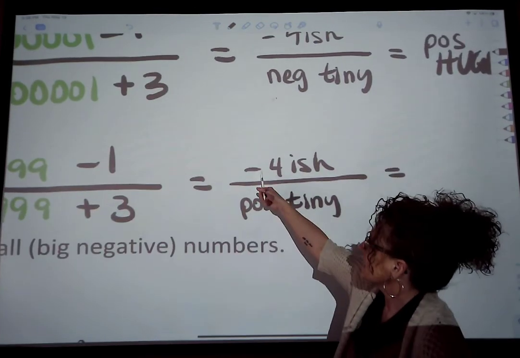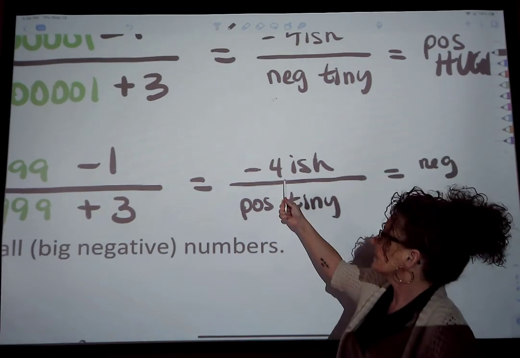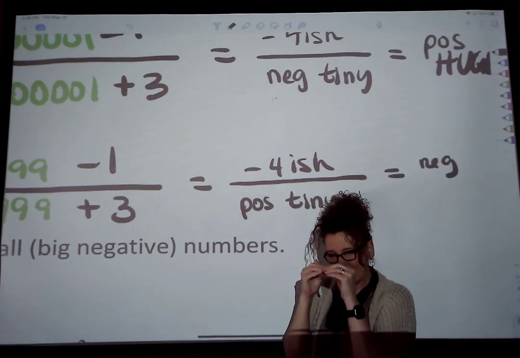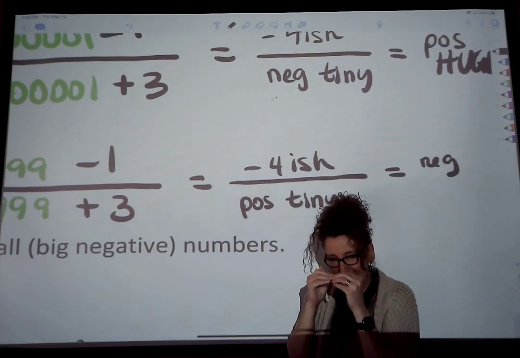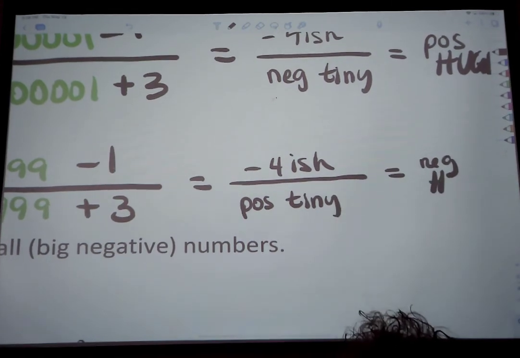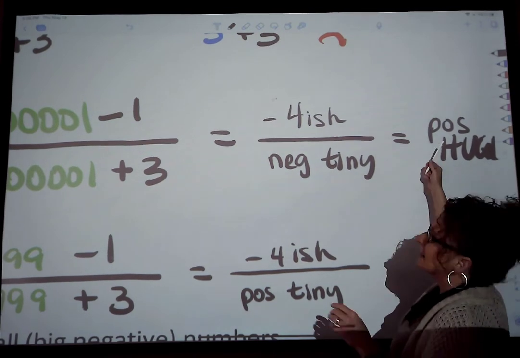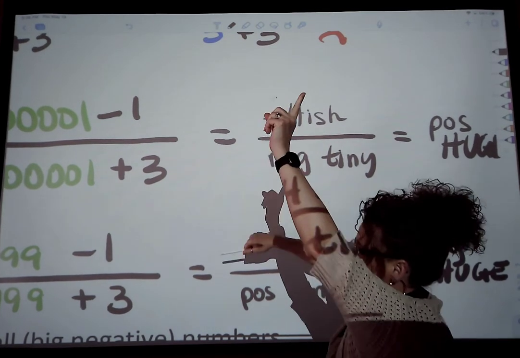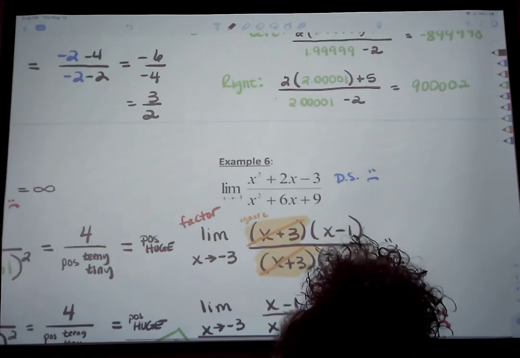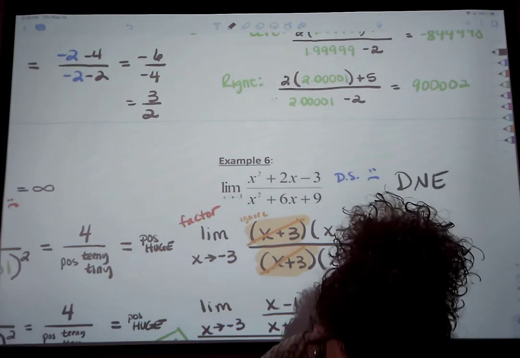Okay? A negative divided by a positive is a negative. And 4-ish divided by a tiny number. How many times does a tiny number go into 4? A huge amount of times. Okay? So from the left side, I get positive huge values. From the right side, I get negative huge values. Overall, I can say that the limit does not exist. Does not exist.